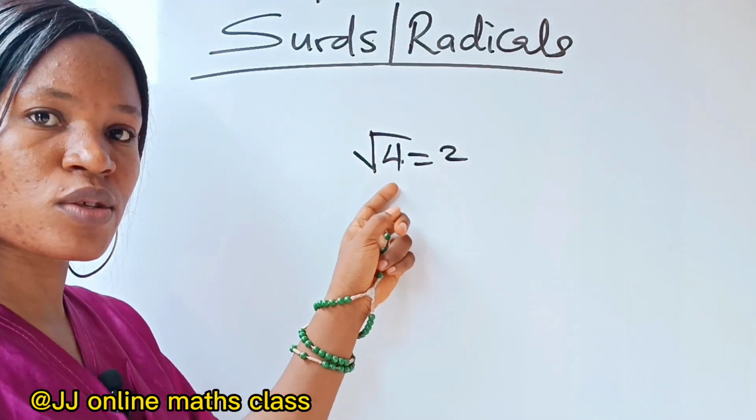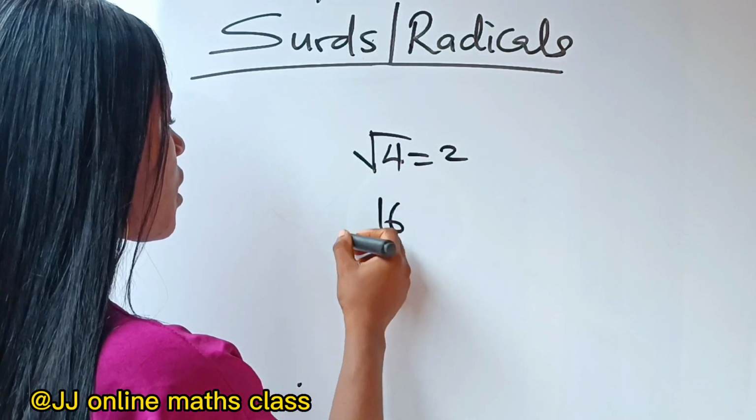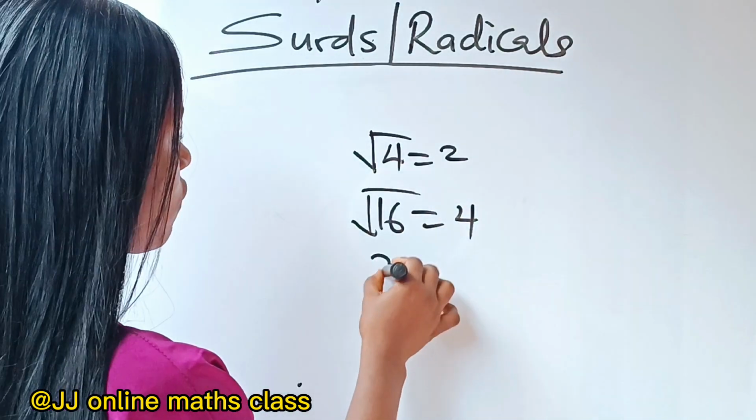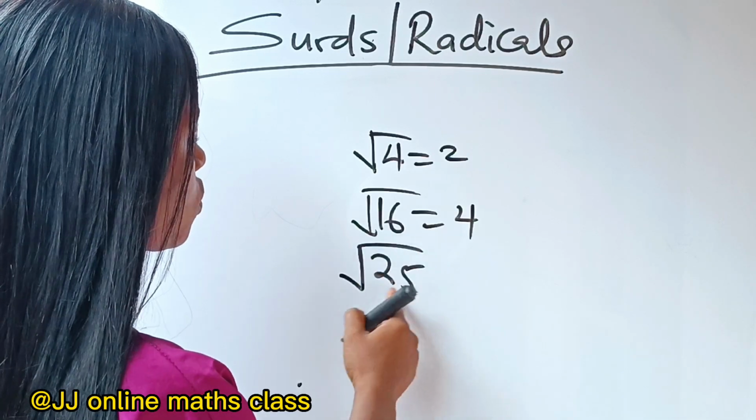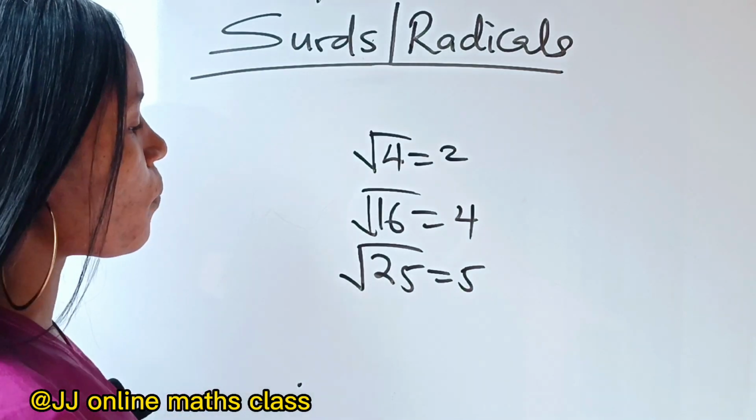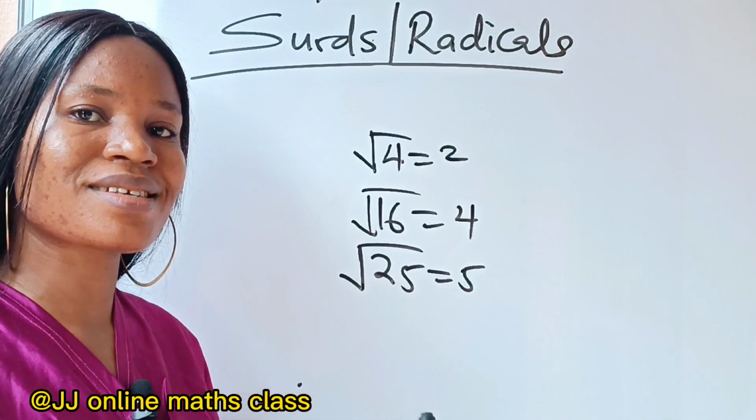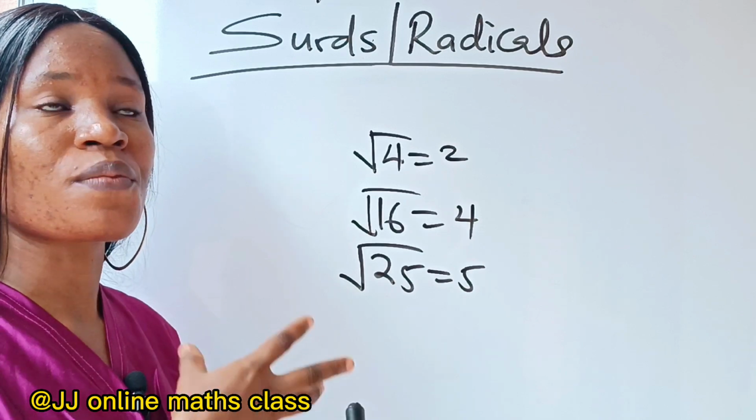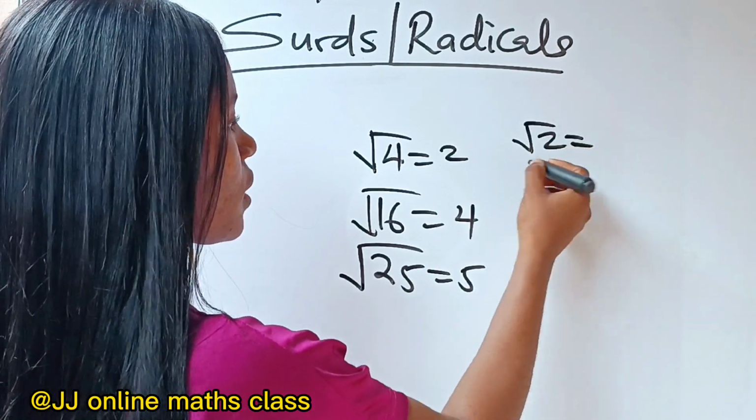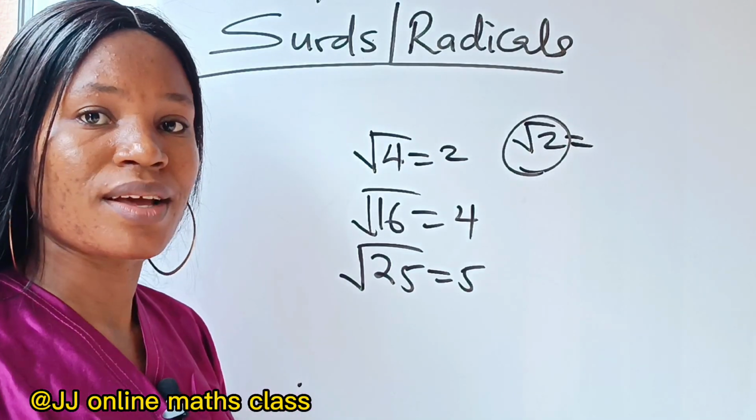So 4 is a perfect square. 16 is a perfect square, since root 16 will give us 4. 25 too is a perfect square, since root 25 will give us 5, and so on and so forth. Now there are some numbers that when you take their square root, you are not going to get an exact value. You are going to get decimals, sometimes non-terminating decimals. For example, root 2 is not a perfect square, because root 2 is going to give us a decimal.